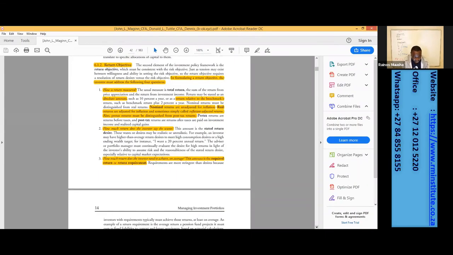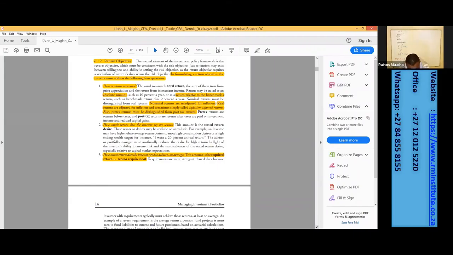Now, looking at the return objectives in section 6.1.2, on the last sentence, they say, in formulating a return objective, the investor must address the following 4 questions. 1, how is return measured? So are you going to be using an absolute amount, or are you going to be using a nominal return base, or are you going to be using a real return base as well?